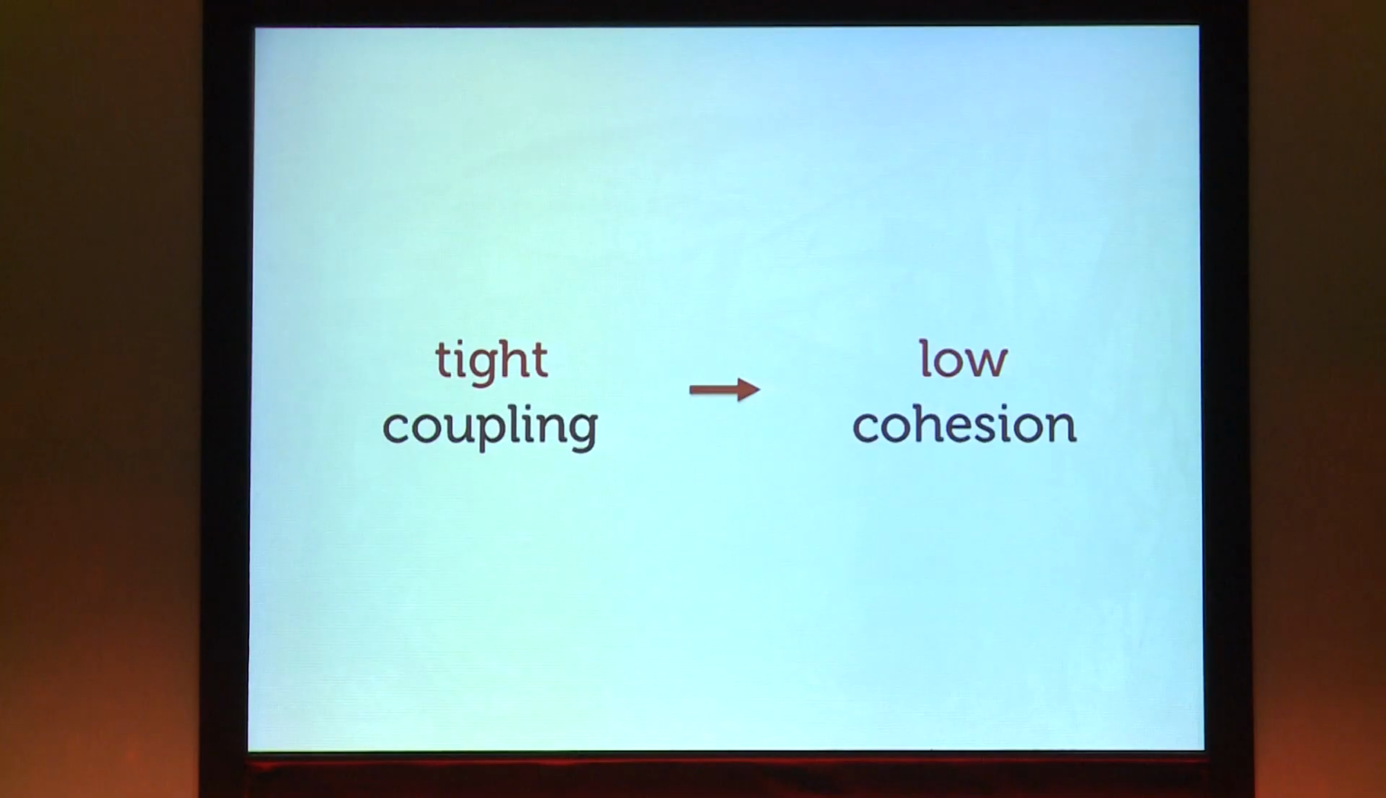And usually when we introduce tight coupling, when our modules are closely related to each other, that means they also have low cohesion. They're also doing more than one thing, right? And vice versa. Loose coupling usually leads to high cohesion. So nicely defined interfaces between modules make those modules quite independent.